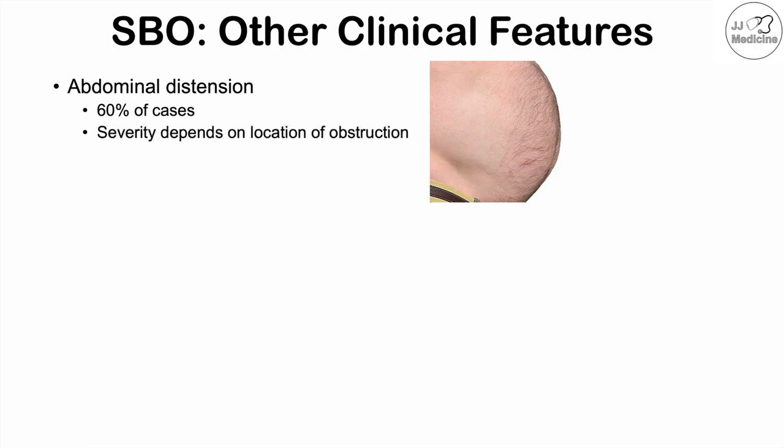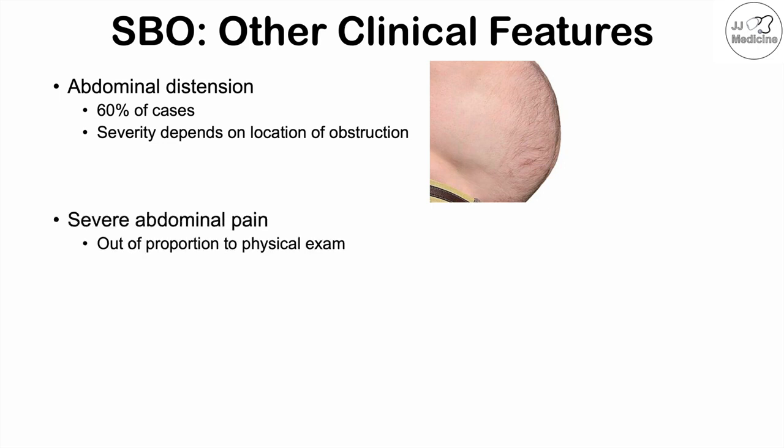It's more likely to occur if the blockage is in a distal portion of the small intestine. So if it's in the distal ileum, the last part of the small intestine before it meets the large intestine, if there's an occlusion there, that's more likely to cause abdominal distension. This occurs in 60% of cases.